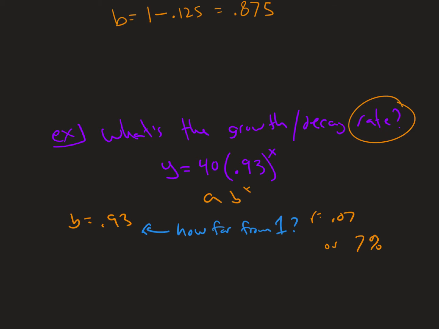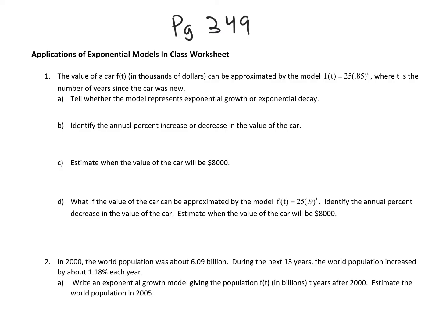Okay, so now if you guys could pause the video, take out your binders and a calculator, and turn to page 349. All right, so here we are on page 349, and we're told the value of a car in thousands of dollars can be approximated by the model f of t equals 25 times 0.85 to the t, where t is the number of years since the car was new. So we have the value in thousands of dollars, and the number of years since the car was new is t. So tell whether the model represents exponential growth or exponential decay.